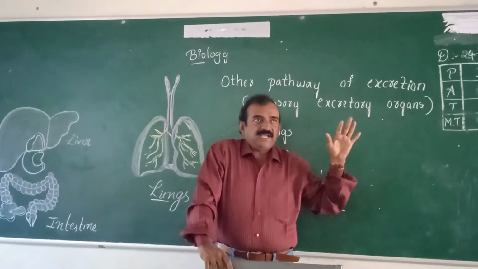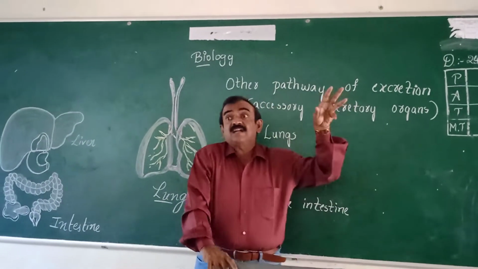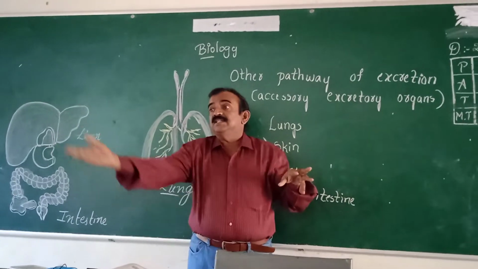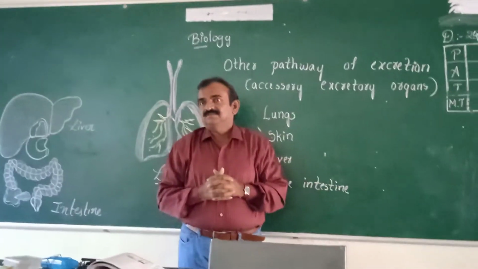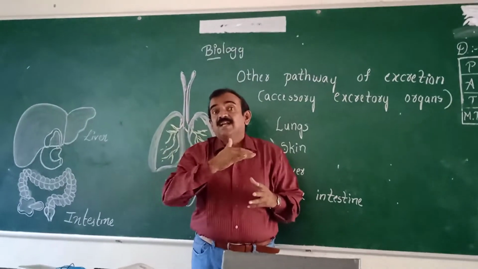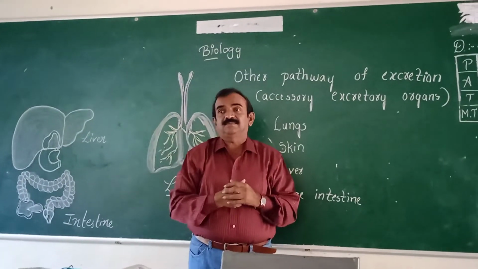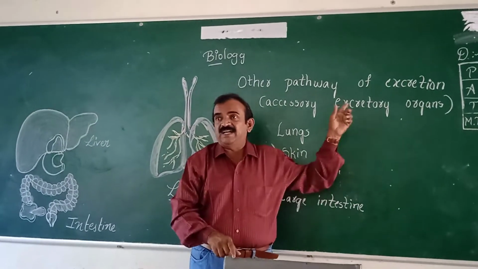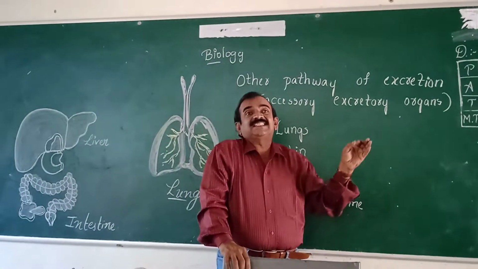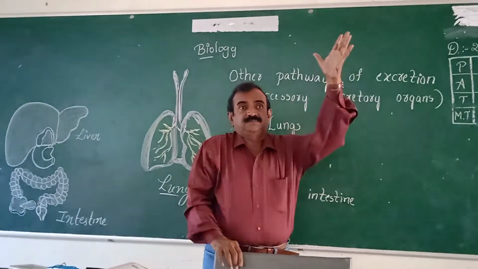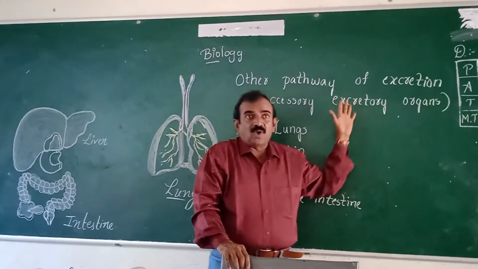And now I am telling you other organs are also present in our body. They are also helpful in removal of waste from the blood, from the body. So they are also called accessory excretory organs. And now I am telling you what they are.